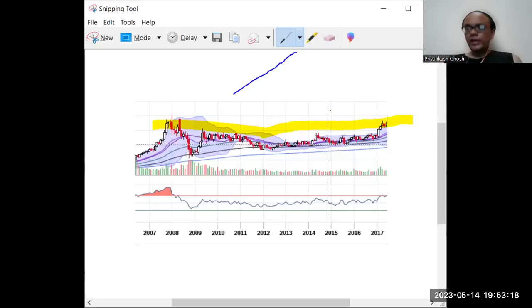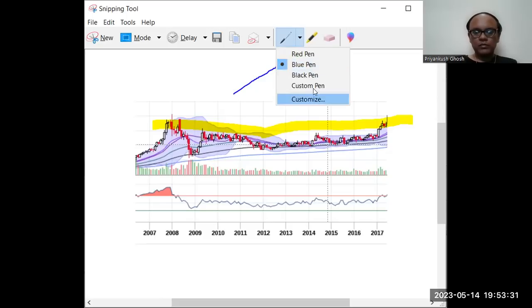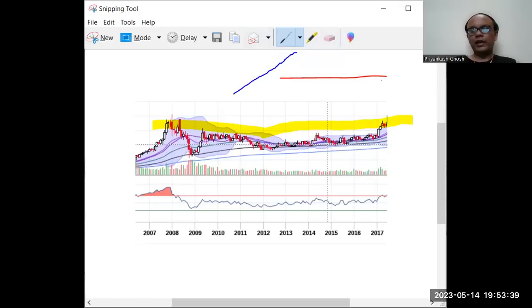And we are talking about Reliance, one of the biggest companies of India, for 10 years. Did we see any blue line like this? Okay, we are not seeing any blue line like this. Instead what we are having is a red line like this, right? So what is this? This red line is a sideways trend.